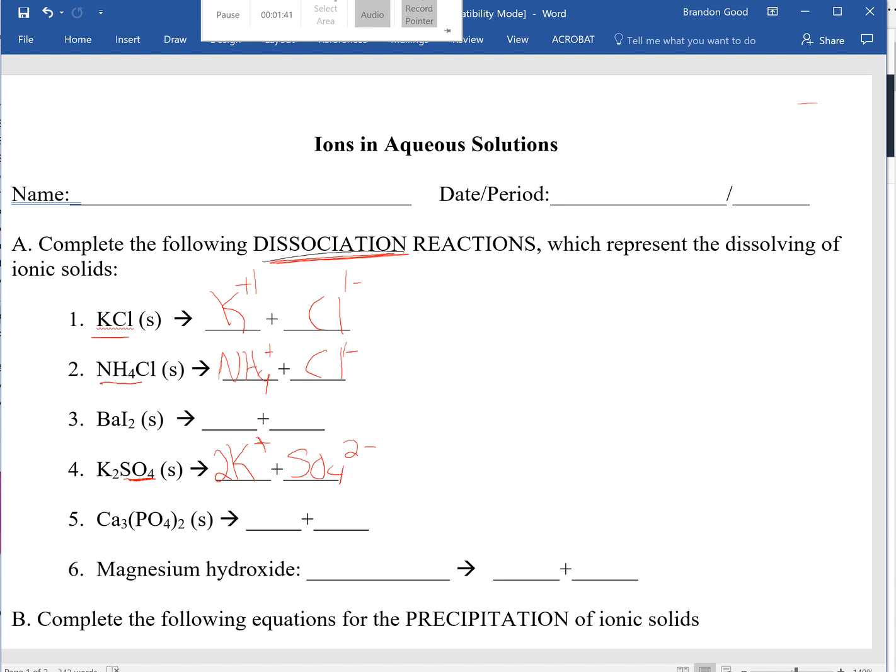When you do these, for example, when you do BaI2, I is a diatomic only in its elemental form, not in its ionic form. So when you do that, it's going to dissociate into 2 I negatives.